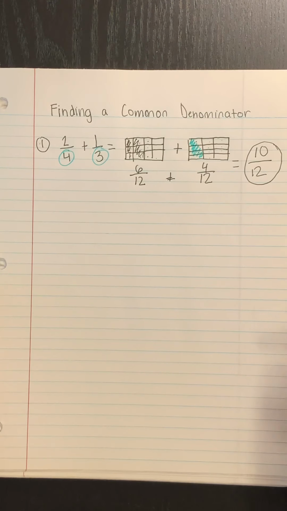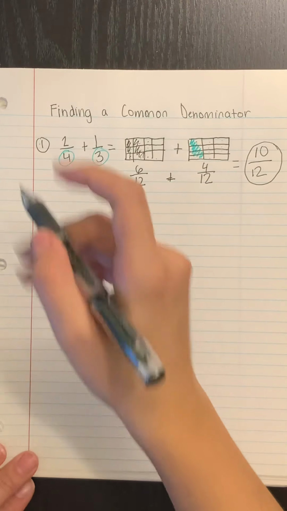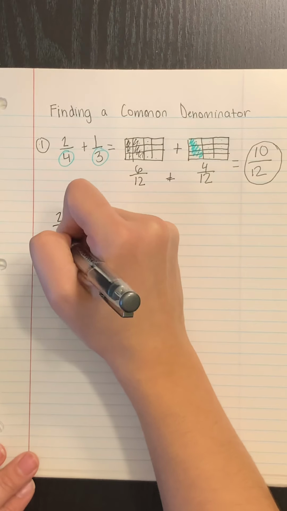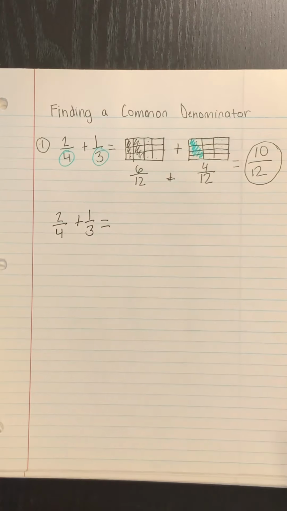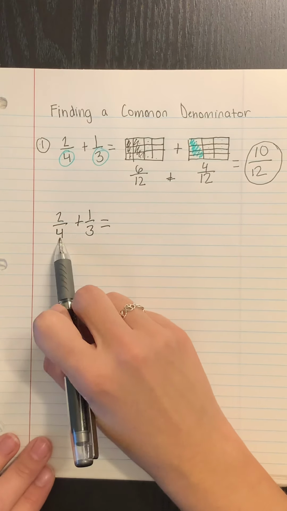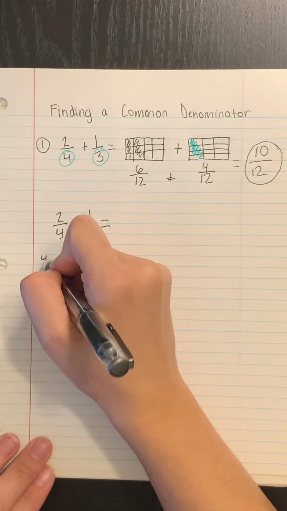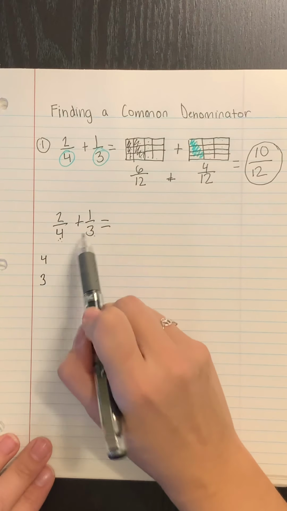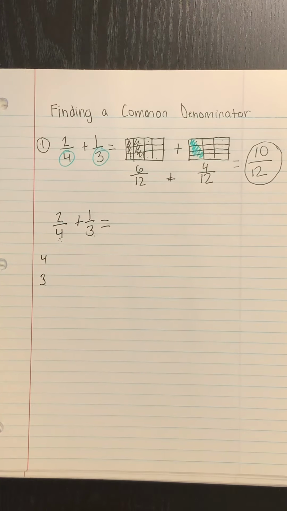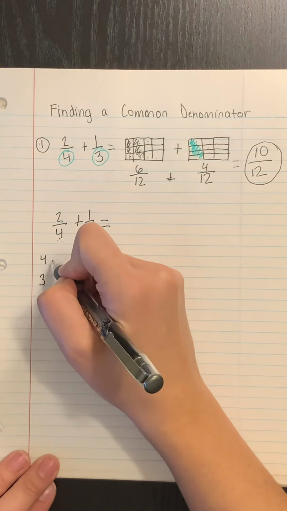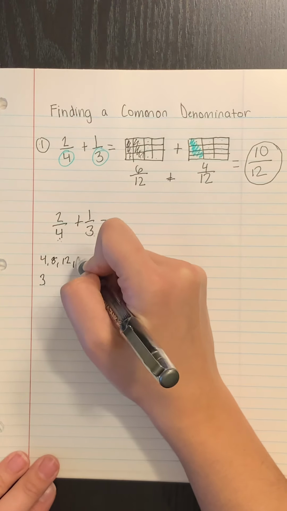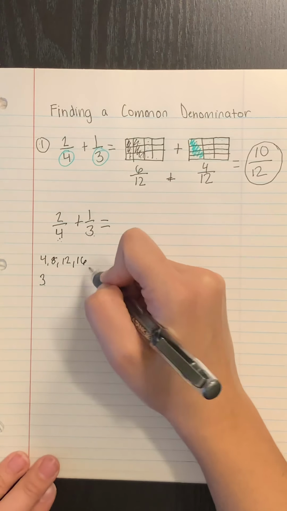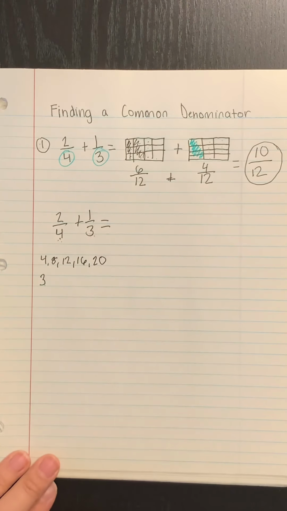So now we are going to use multiples. So let's say same problem, 2/4 and 1/3. We're going to add them together again, but this time I want to take a close look at the denominators. Once I have the denominators written down, I'm going to write all of the multiples I can think of. So 4, 8, 12, 16, 20. So I usually stop at 5.